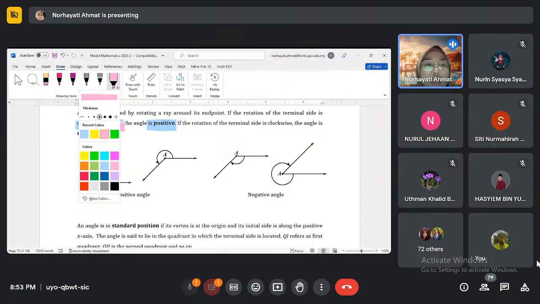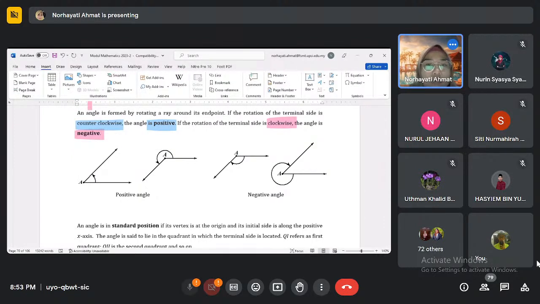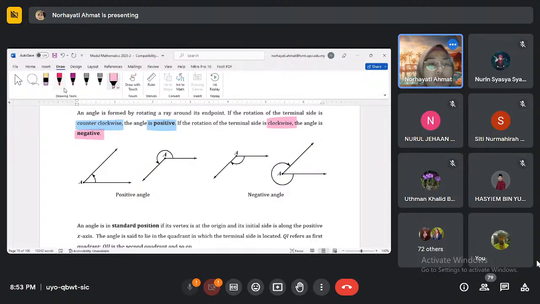So from here, kat sini kita akan nampak lah. Alright. Mana dia? Okay, shape. Saya nak. Tak boleh lagi, okay. Tak apa, sorry. So kita nampak dekat sini. Where is my pen? Okay. So dekat sini.